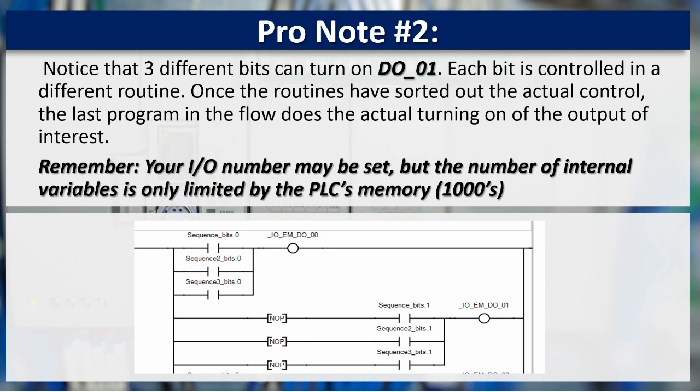Notice that 3 different bits can turn on digital output 0, 1. Each bit is controlled in a different routine. Once the routines have sorted out the actual control, the last program in the flow does the actual turning on of the output. Remember, your I/O number may be set, but the number of internal variables is only limited by the PLC's memory, and that's thousands.